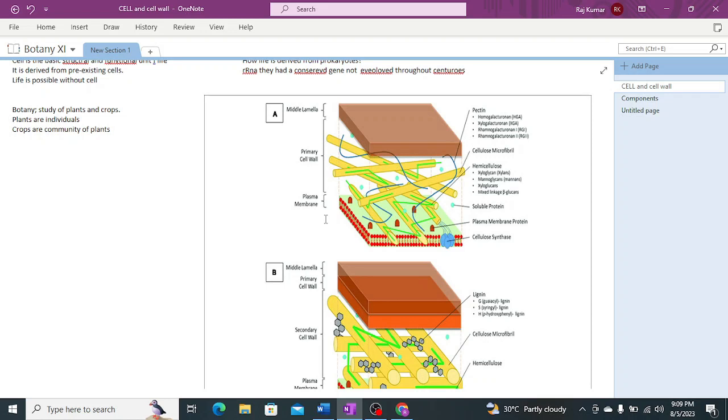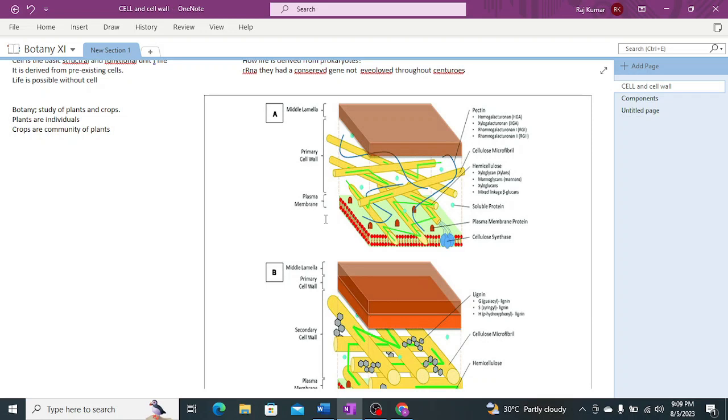And how many galacturonic acid molecules are combined together to form one pectin? There are 200 galacturonic acid molecules which combine together to form one pectin. And the majority of the carboxylic groups present inside the pectin are methylated. They contain COOCH3, as this is the formula of a methylated carboxylic group.